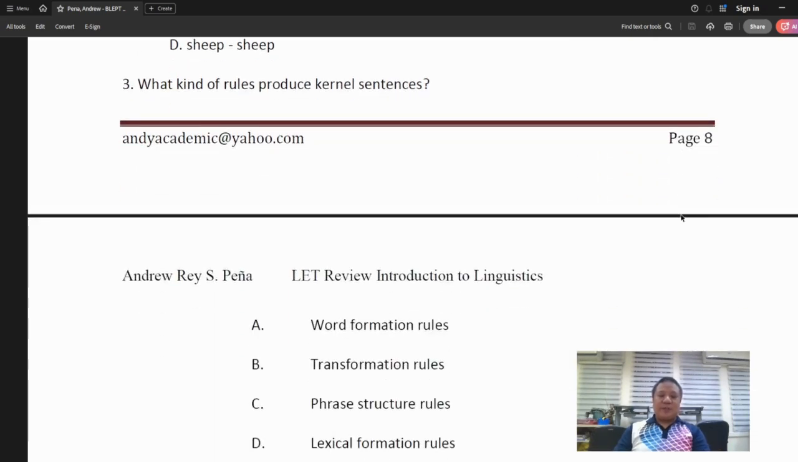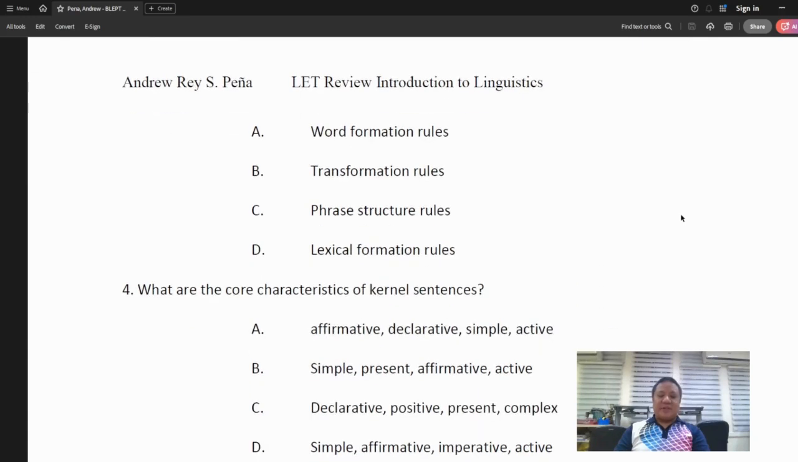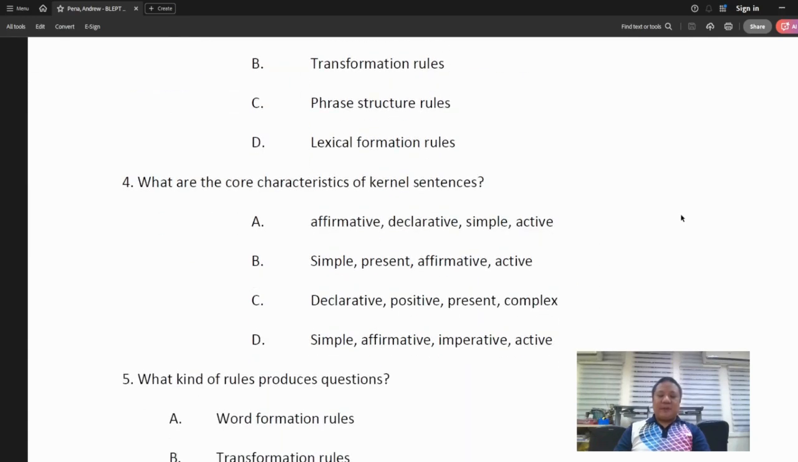What kind of rules produce kernel sentences? A. Word formation rules. B. Transformation rules. C. Phrase structure rules. D. Lexical formation rules. The answer is C. Phrase structure rules, because these are the ones that produce the phrases that are similar to what our minds have.